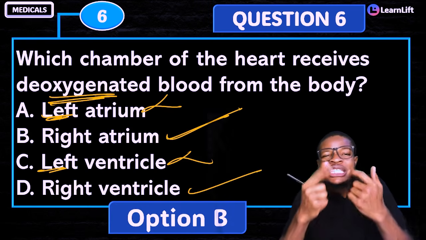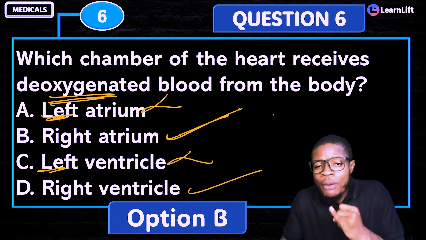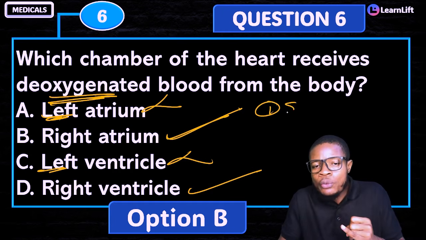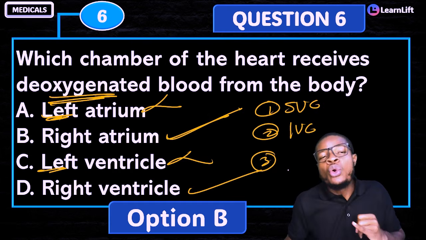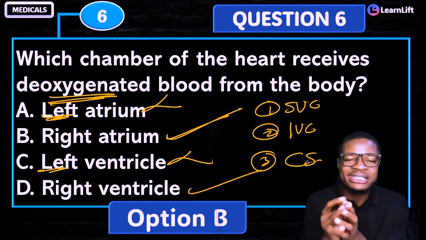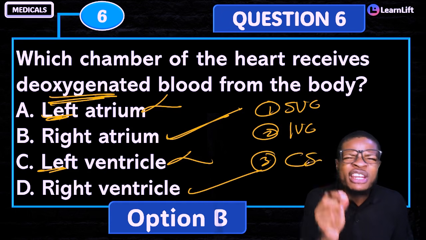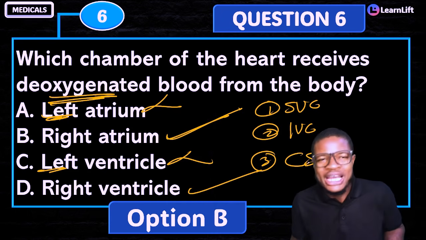So that deoxygenated blood that is coming to the right atrium, where is it coming through? It is coming through three things. Number one, the superior vena cava. Number two, the inferior vena cava. And number three is the coronary sinus. So these are the three things that are bringing it in. If you get this very fast and you understand it to the core, you are out of there.